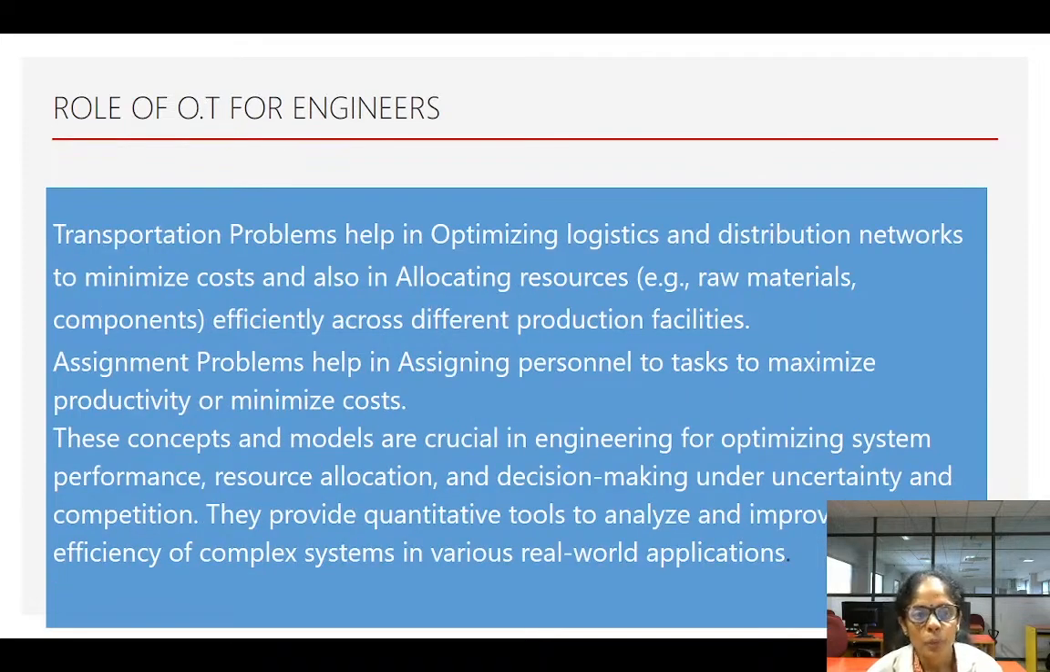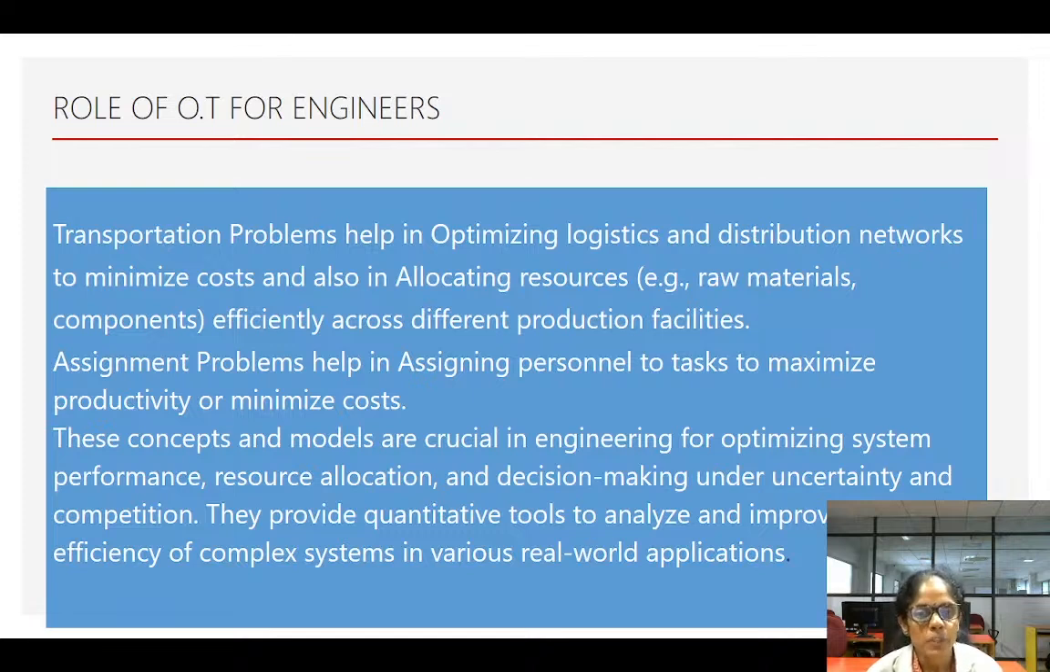Now, the role of operation techniques for engineers. Transportation: here we have seen in one of the units the transportation model. The transportation model helps in optimizing logistics and distribution networks to minimize cost and also in allocating resources, for example, allocating raw materials, components, etc. efficiently across different production facilities.